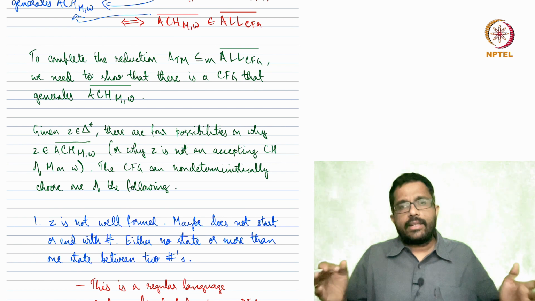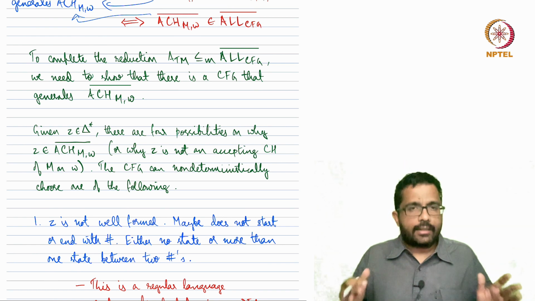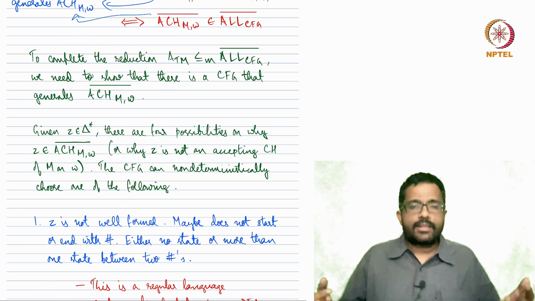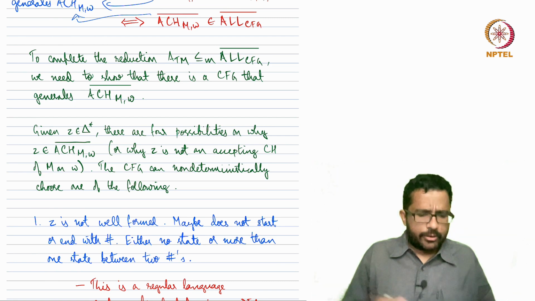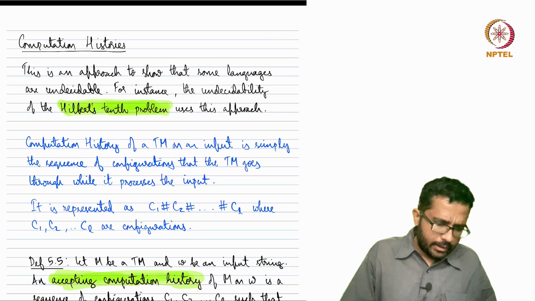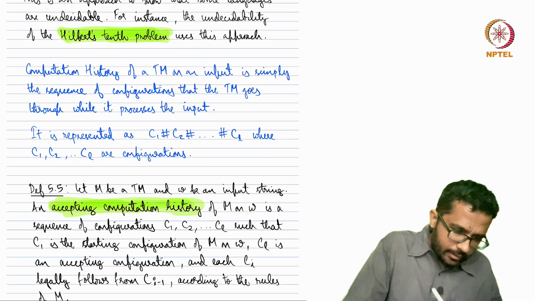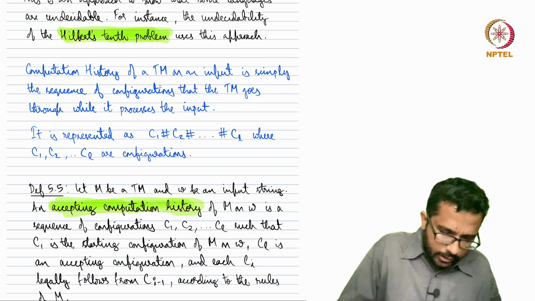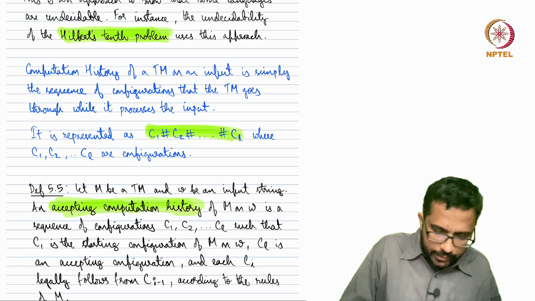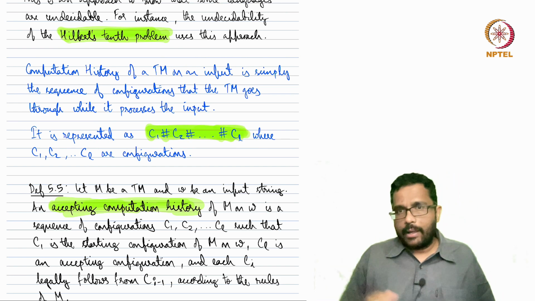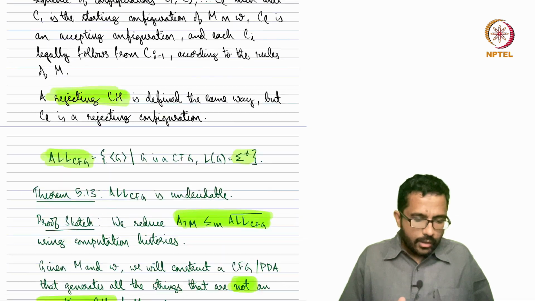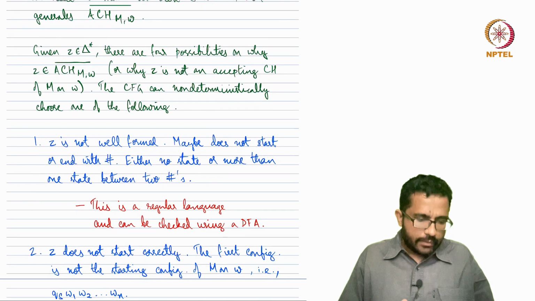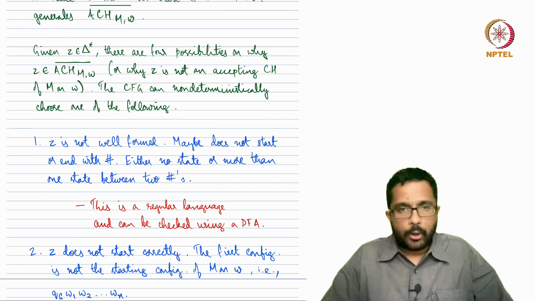So how can a string not be an accepting computation history? All such strings we need to generate. There are four possibilities. First, the string is not even of this form. This is our desired form for the computation history: configurations starting from the starting configuration to the accepting configuration, separated through valid transitions and separated by delimiter hash symbols. So perhaps the input itself is not given in this format. It is not a properly formed input.